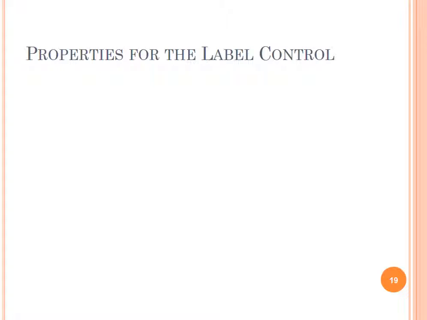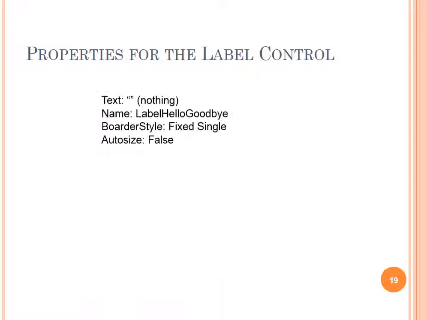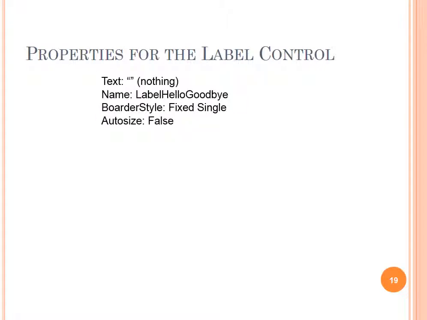Now, the label needs to have some properties set, and these, again, are all set from the properties window. So you single-click on the label, and you will be able to set its properties in the properties window. In this case, we don't want anything to appear in the window at first, so just blank it out. The name we're going to give it is label hello goodbye, because it contains either message, and when I look at that, I say, oh yeah, I know what that does. It displays hello or goodbye. It helps me.